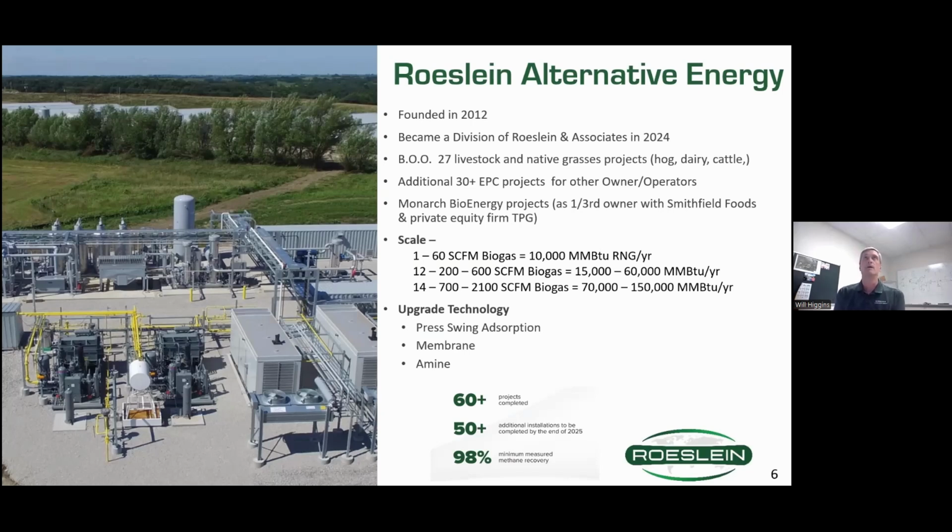And we have some sites in North Carolina where we're going to have 16 different upgraders, and they're all very small, like 25 scfm and up to 100 scfm, all combined into a single interconnect with the pipeline. And so also in our history, we've done different technologies for upgrading biogas.